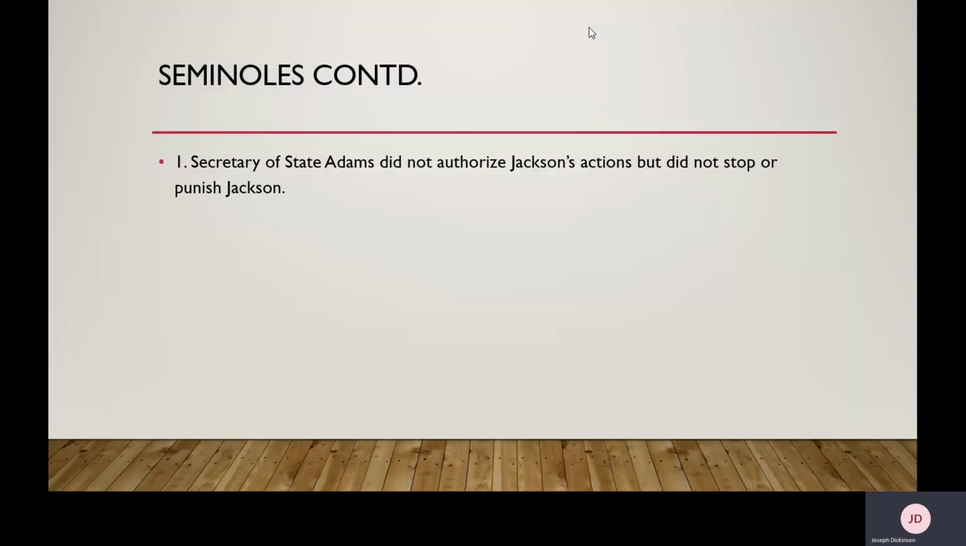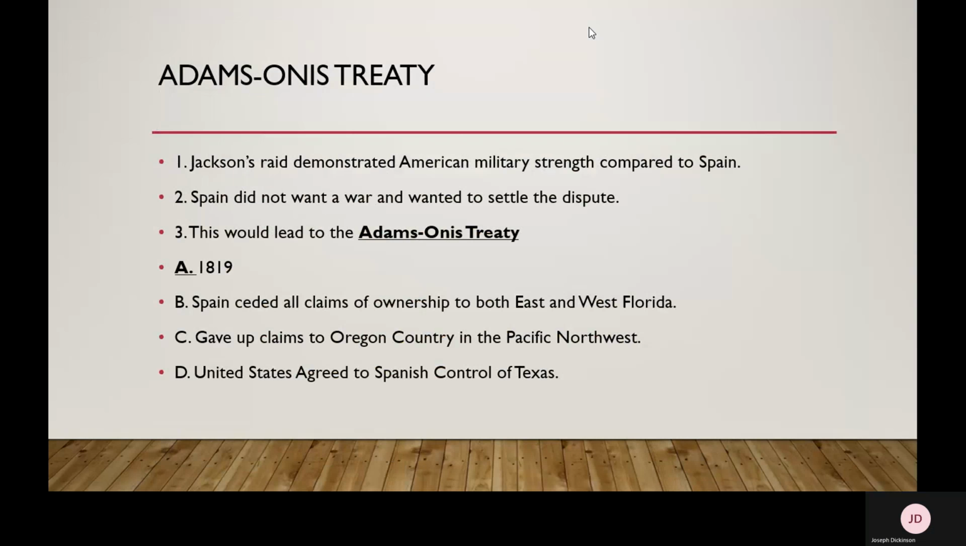Secretary of State Adams did not authorize Jackson's actions, but did not stop or punish Jackson. So Secretary of State Adams is not really mad at Jackson. He's like, look, you shouldn't have done it, but I'm not going to punish you. It's not necessarily a bad thing because we wanted to show Spain that we were better than them and had a better military. With this, you have the Adams-Onis Treaty.